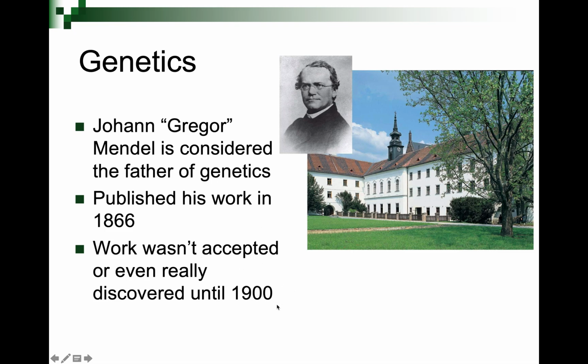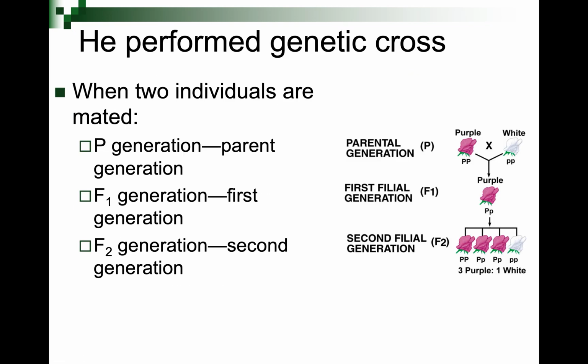And this is well after Darwin had published his ideas about evolution, and others had started to look at how traits were inherited. No one knew how they were inherited or kind of how genetics worked. They just knew that things were inherited. And Gregor Mendel had it somewhat figured out in 1866, but it took nearly 40 years for his work to be discovered and accepted. So here's what Gregor did.